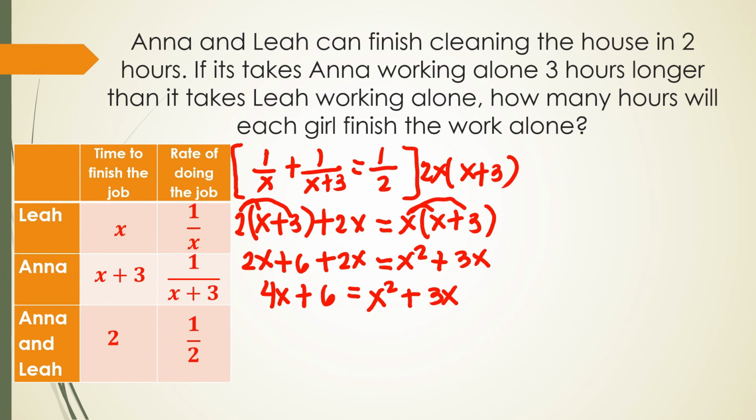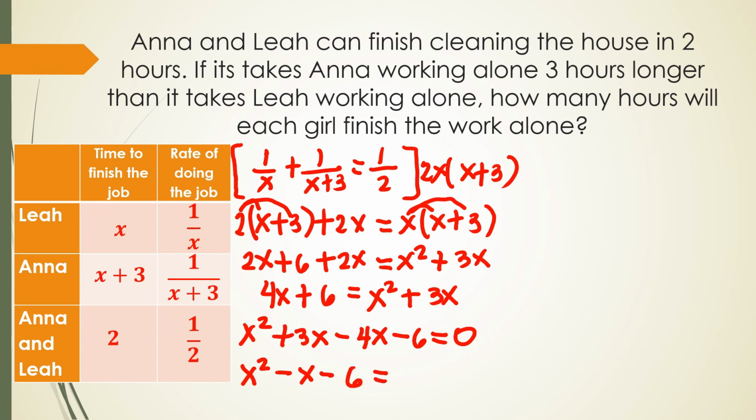Now, we need to transform it into standard form of quadratic equation. So, we have x squared plus 3x minus 4x minus 6 is equal to 0. So, combine like terms, we have x squared, 3x minus 4x, that is negative x. So, we have x squared minus x minus 6 is equal to 0.